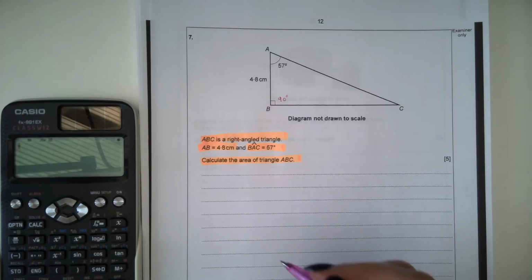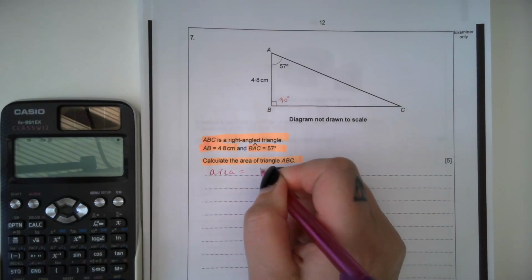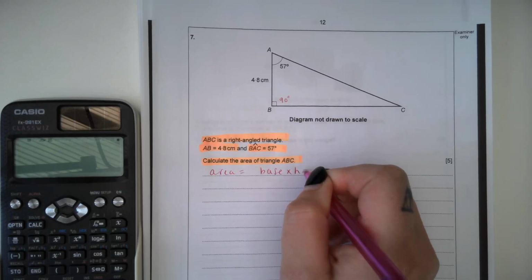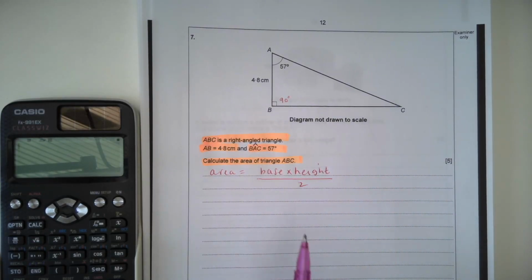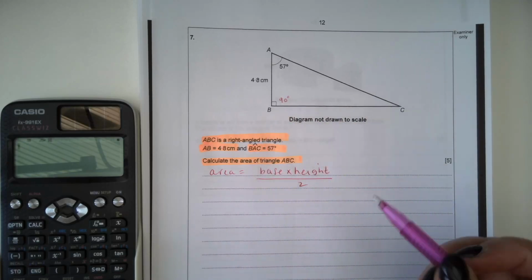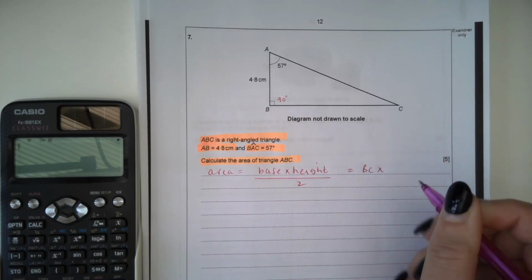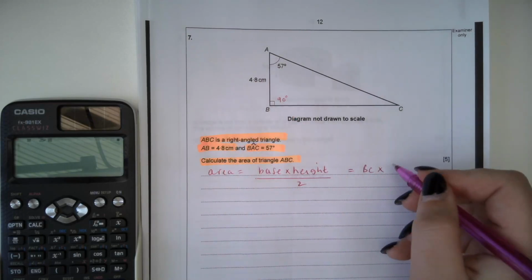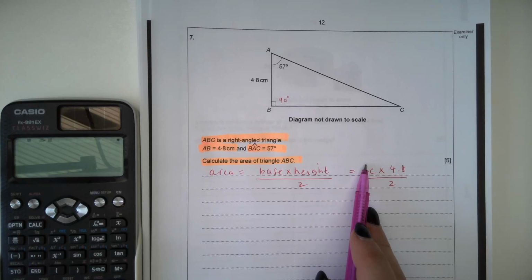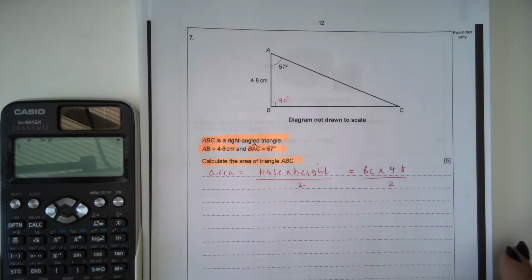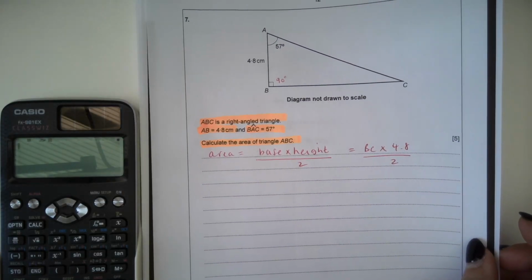So to find the area of a triangle, we need to do the base times the height, and then we're going to halve it. So the base of the triangle is BC, so we will do BC times the height, which is 4.8, divided by 2. But to be able to do that, we need to know what BC is, okay? So we're going to calculate BC.